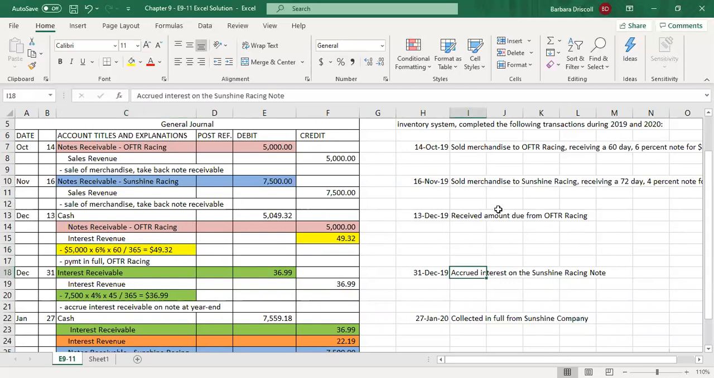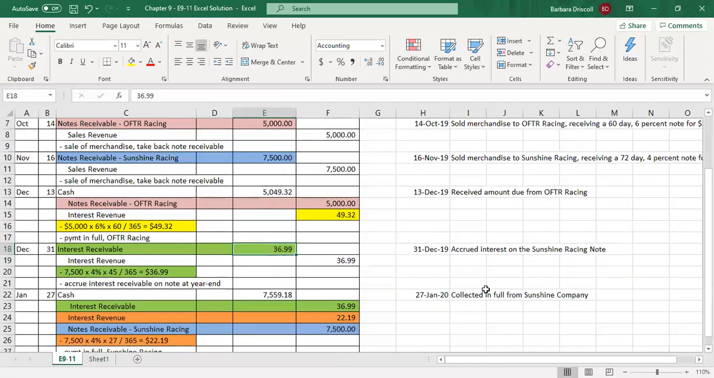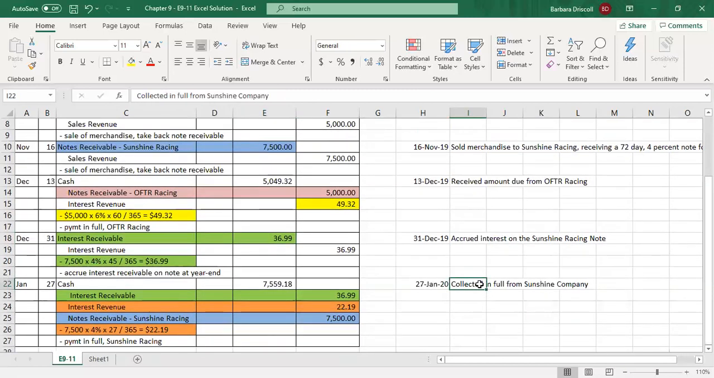December 31st is our year end, but the Sunshine Racing note has not come due yet. Therefore, we have to accrue any interest receivable on that note from Sunshine Racing. Sunshine Racing has a note for $7,500 at 4%. If we calculate the number of days from November 16th to December 31st, we get 45 days, for an interest receivable of $36.99.